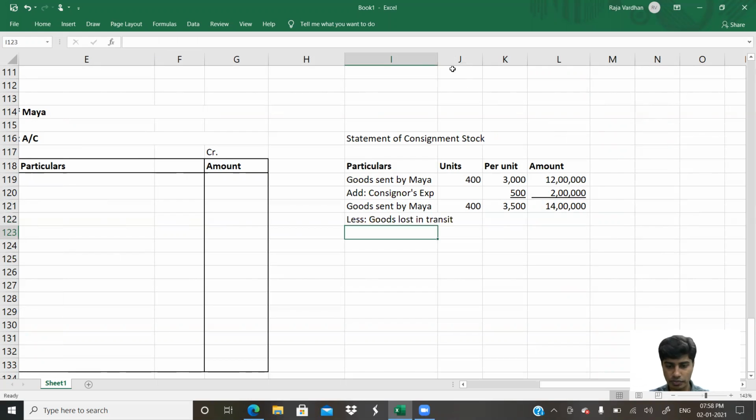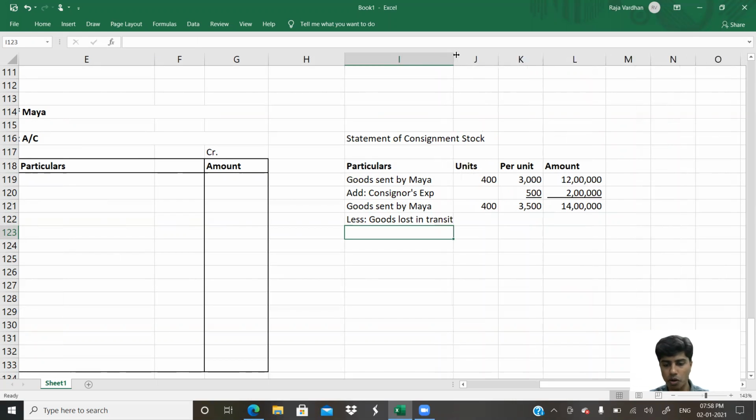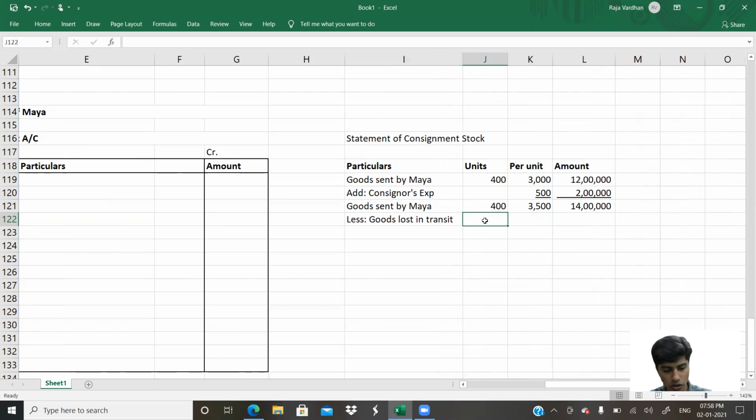Goods lost in transit. How many were lost in transit? One box was lost in transit. How do I know? They have given it in the question. So one box is lost. So what is the per unit price of it? 3,500. So how much rupees is gone? 3,500 is gone.